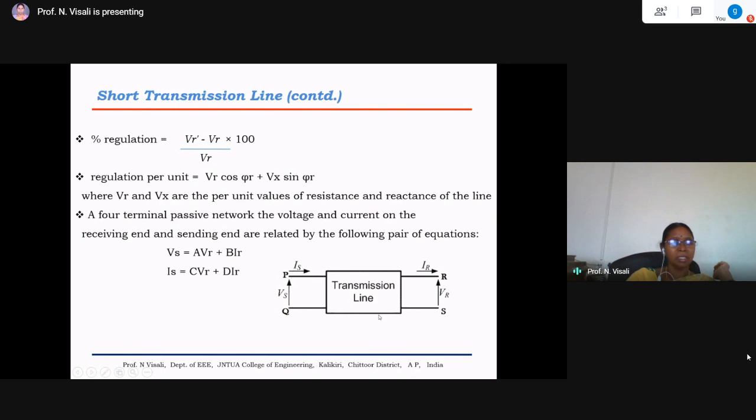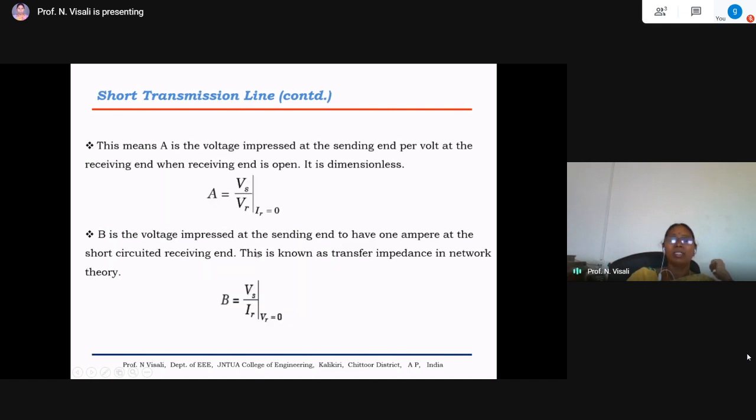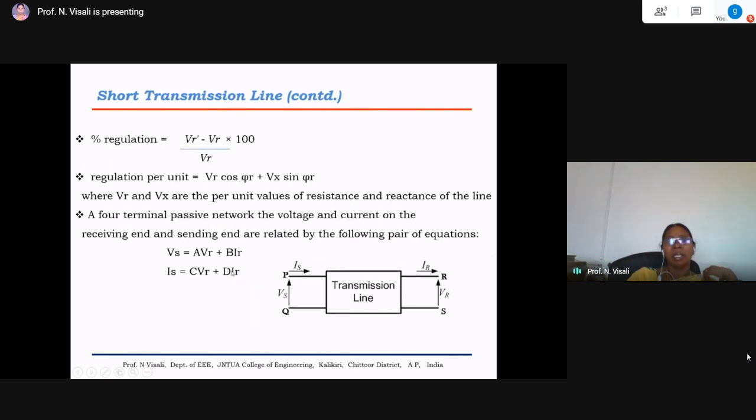Vs is equal to A times Vr plus B times Ir, and Is is equal to C times Vr plus D times Ir. These are the ABCD parameters for this network, where A is Vs by Vr, B is Vs by Ir, C is Is by Vr, and D is Is by Ir.